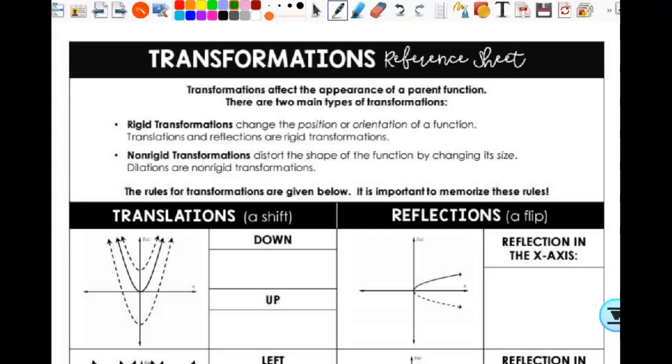So we have this transformations reference sheet. It goes on page 47. There's not a little blank for you to write it in, but that's where it's going to go. So we can go ahead and write that on there somewhere. This is just going to be an overall reference sheet.